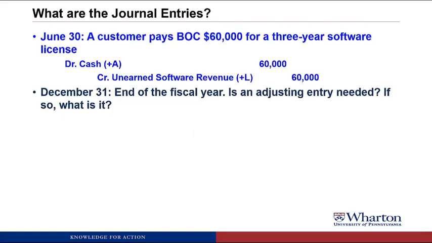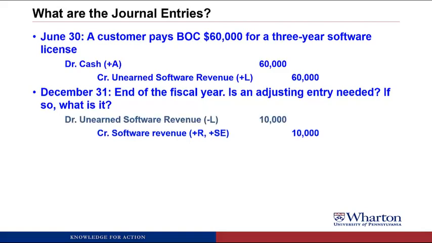We do need an adjusting entry because 6 months of that 3 years has gone by. And as time goes by, we get to recognize revenue for the amount of time that's passed. So we're going to credit software revenue for $10,000 to recognize 6 months worth of revenue. This in turn has to reduce the liability. We reduce the liability with a debit, unearned software revenue, for $10,000. So after this transaction, the balance in unearned software revenue would be $50,000, which is our obligation to deliver software over the next 2.5 years.